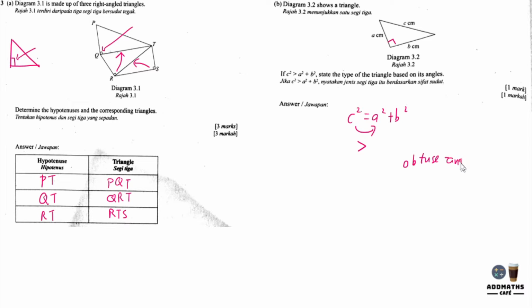angle triangle. What is an obtuse angle triangle? It means that of these two sides here, each angle will be lesser than 90 degree. So we call it obtuse angle. So obtuse angle means lesser than 90 degree. So we call this an obtuse angle triangle.